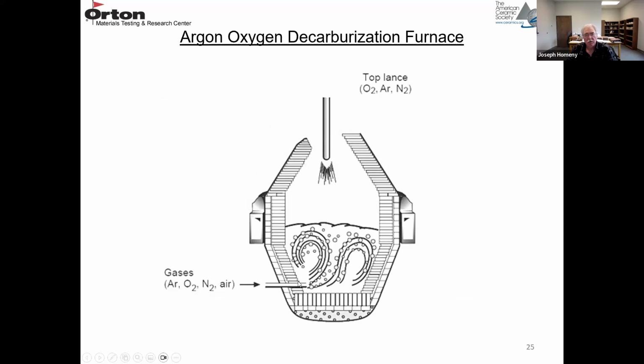So this is a side view of an AOD vessel. You have a top lance that can blow oxygen, argon, and nitrogen. And then there's a tuyere in the bottom that can also blow argon, oxygen, nitrogen, or air. That also stirs the melt.